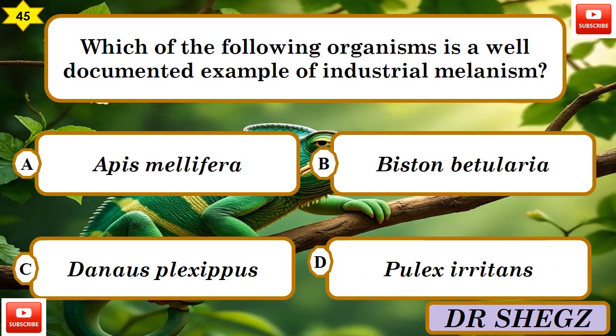Which of the following organisms is a well documented example of industrial melanism? The peppered moth, Biston betularia, is a well documented example of industrial melanism, which is an example of microevolution.